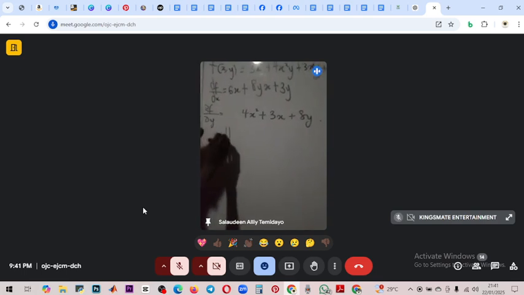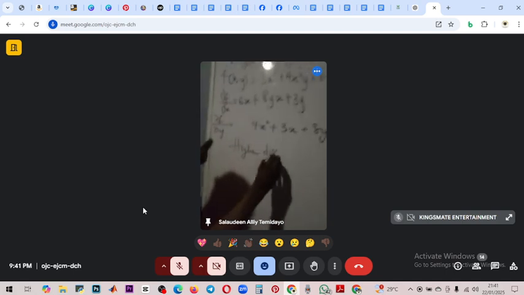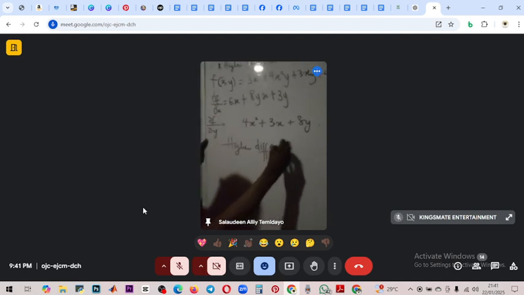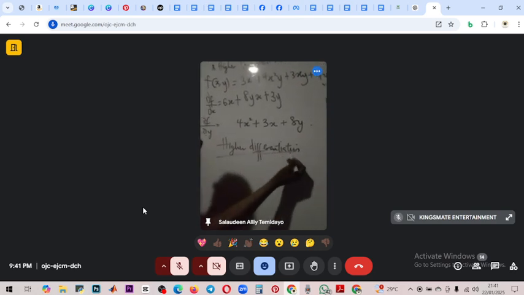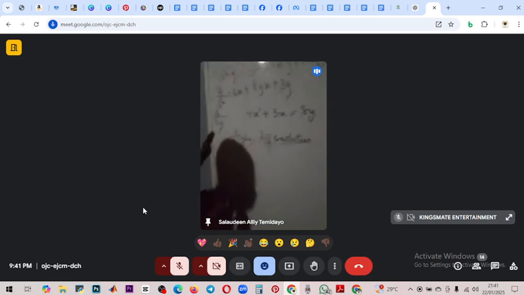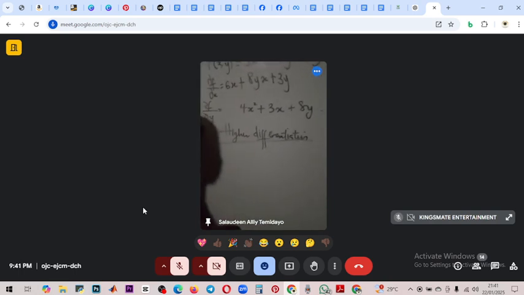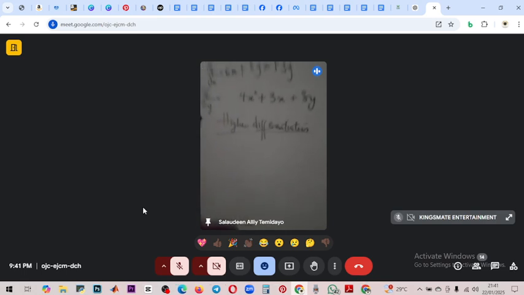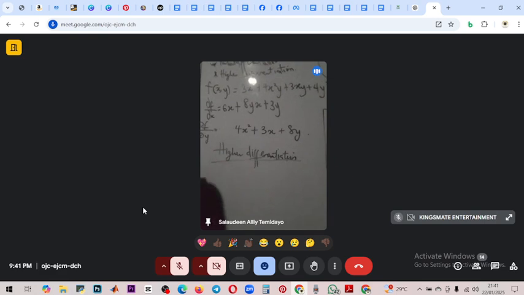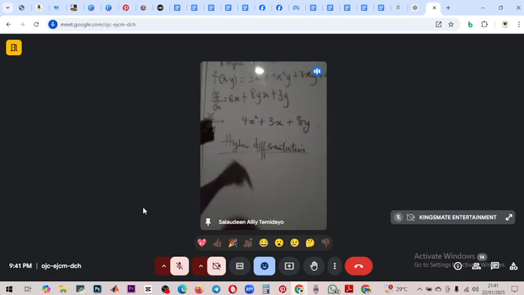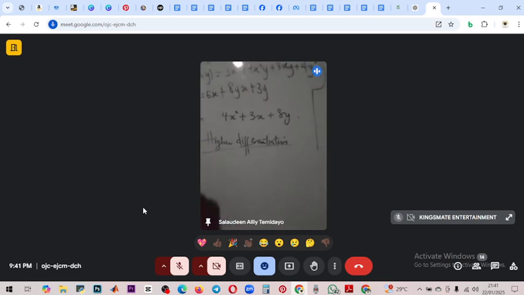So let us talk about higher differentiation. Higher differentiation is very much used in all these iterative methods. Let's say I'm using the trapezium rule, or let's say I'm using Maclaurin's series. I need higher derivatives because it depends on the number of terms in a series.